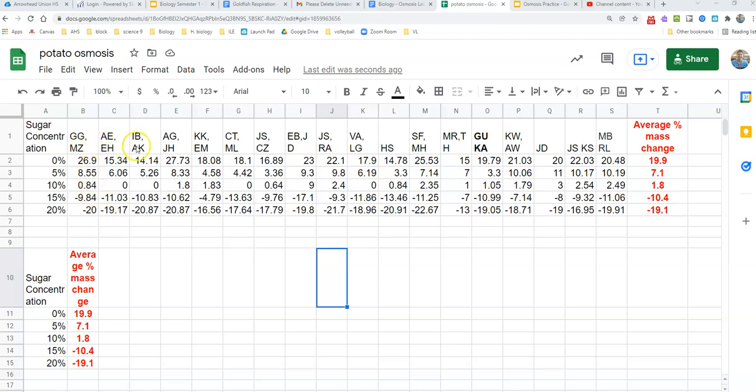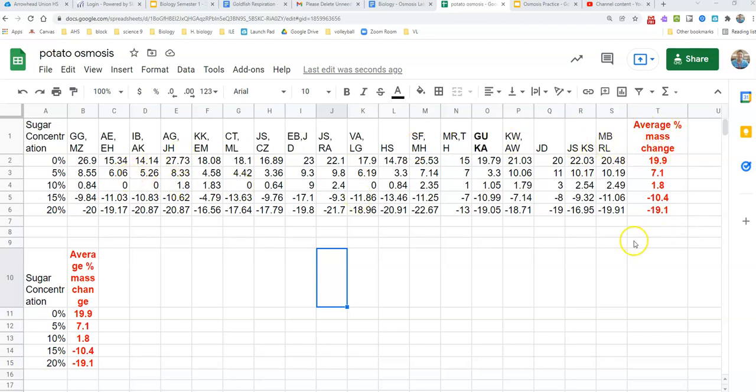And this represents our class data. So the class data is a combination of all of these groups that measured the mass before and after, and they then calculated the percent mass change. This table shows the average for all of these groups.